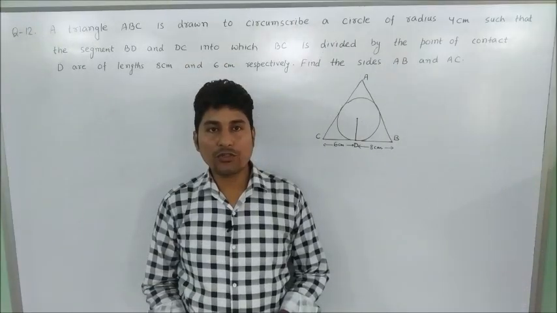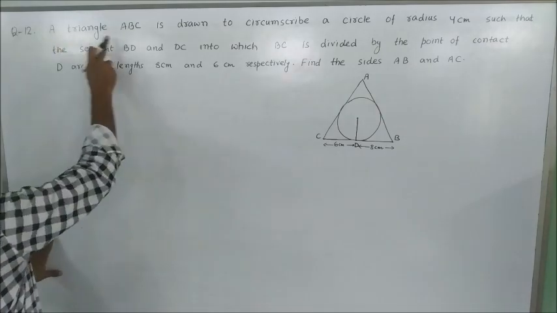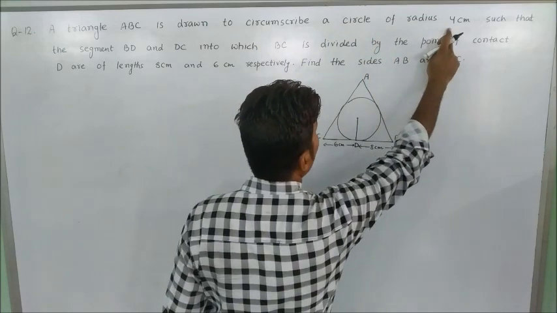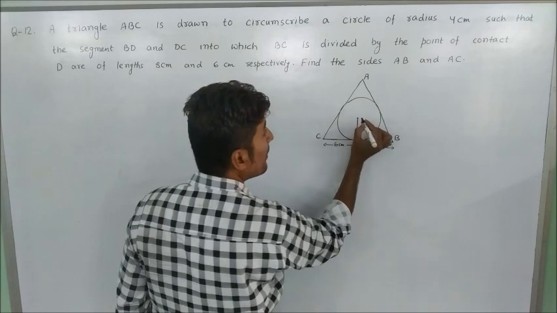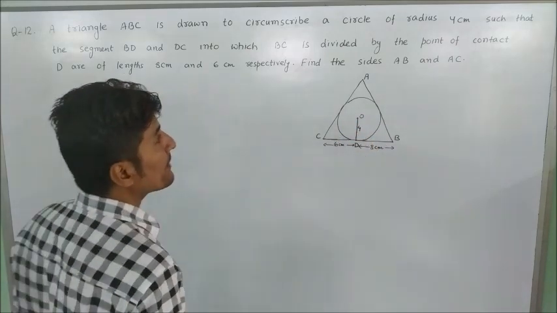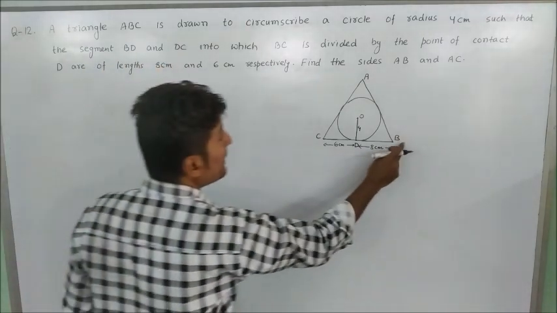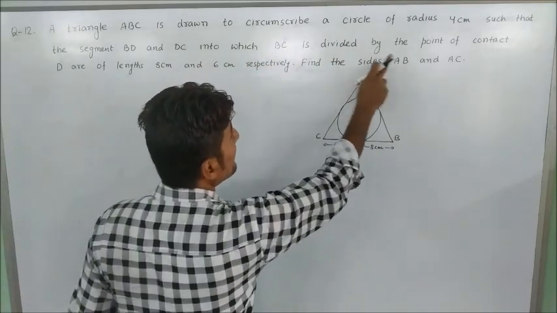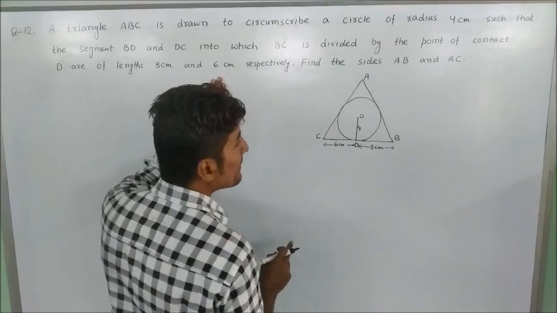Now let us consider question number 12 of the same exercise. A triangle ABC is drawn to circumscribe a circle of radius 4 cm. So this is a triangle which is circumscribing a circle with center O, and radius of this circle is given 4 cm, such that the segment BD and DC, into which BC is divided by the point of contact D are of length 8 cm and 6 cm.